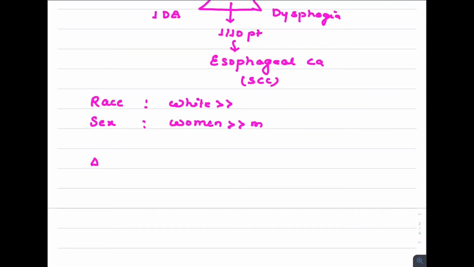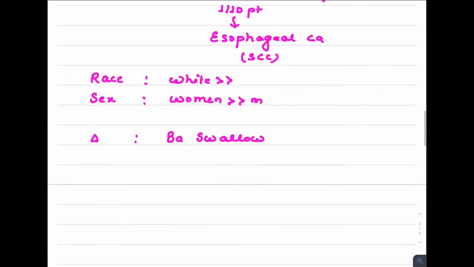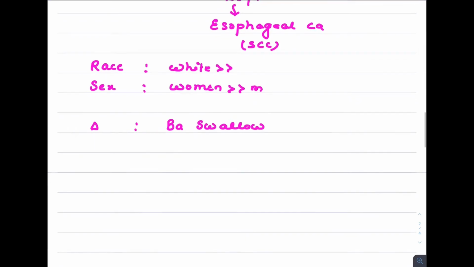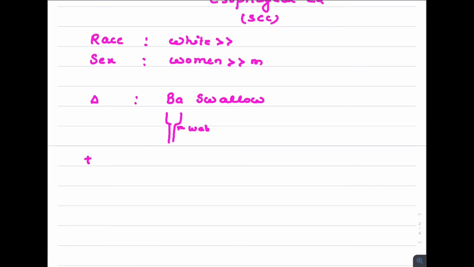Its diagnosis is done by barium swallow, which we will be discussing soon in the coming slides. And its treatment of choice is endoscopic dilatation. So this is the esophagus, which has a constriction in the form of the web, and you will be dilating the same with the help of the balloon. So treatment of choice is esophageal balloon dilatation.